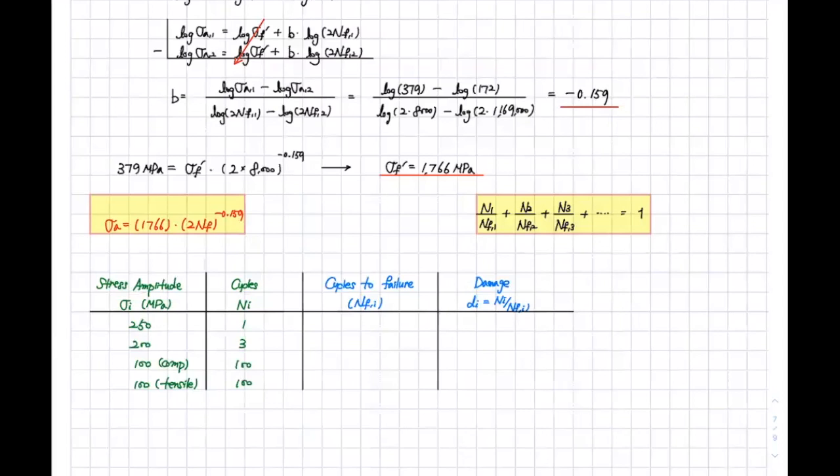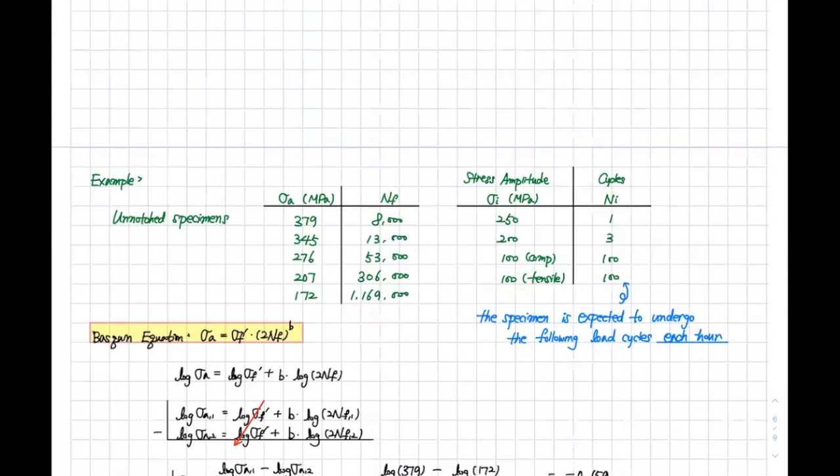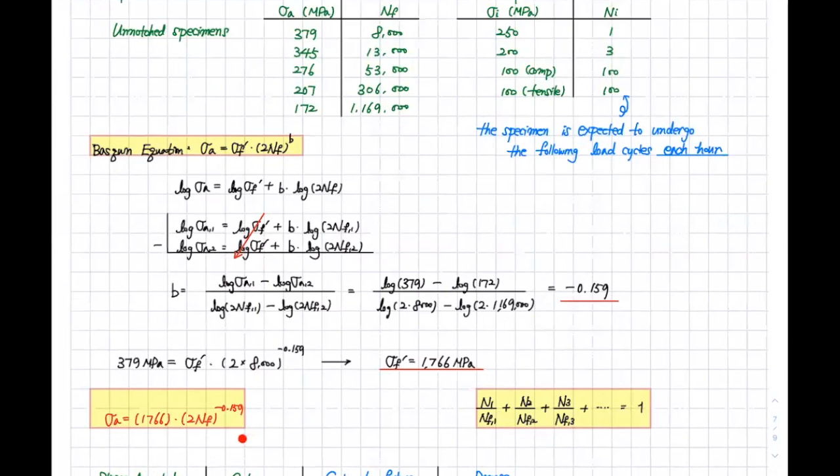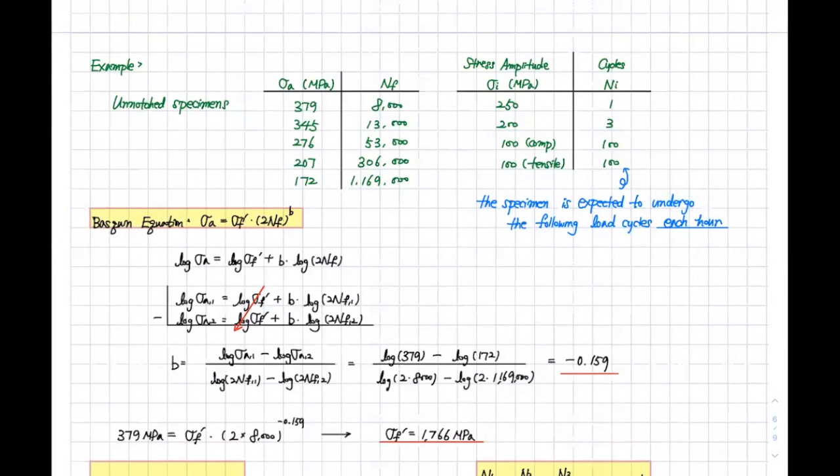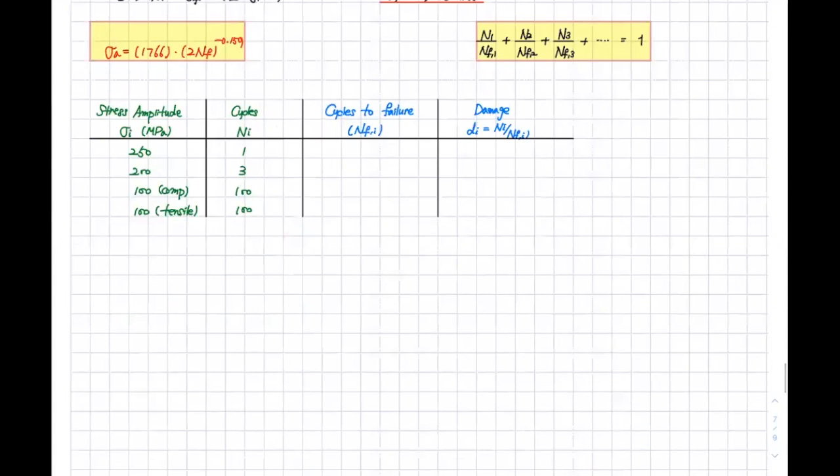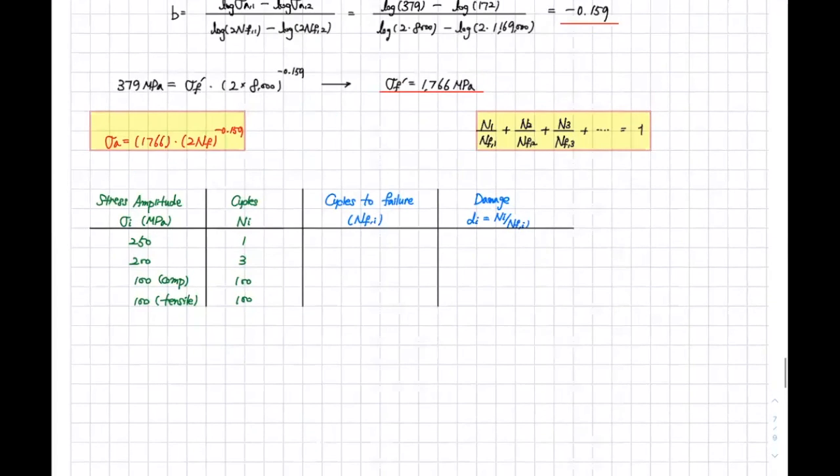Okay, once again, you have this table, then you can get your Basquin equation. If you have this table, then you have to draw another table and get this information to use the Miner's rule. Okay, so it's super easy. What's the cycles of here? Okay, how can we get this number?